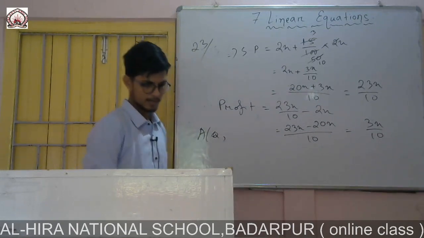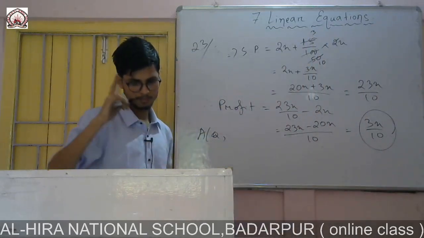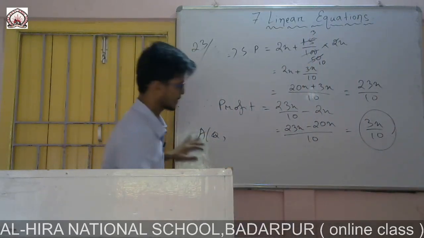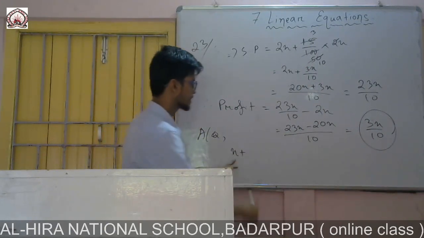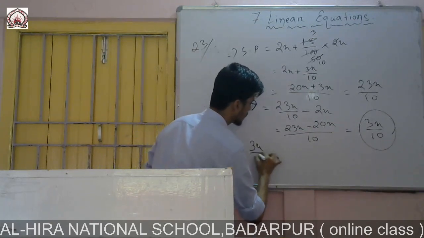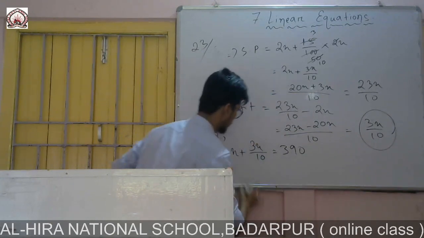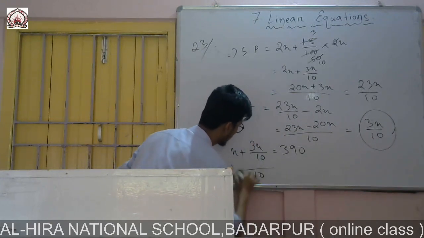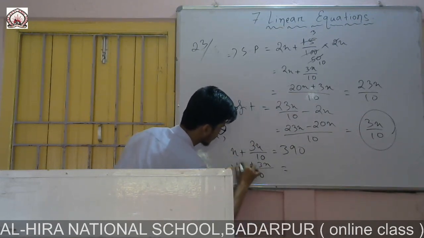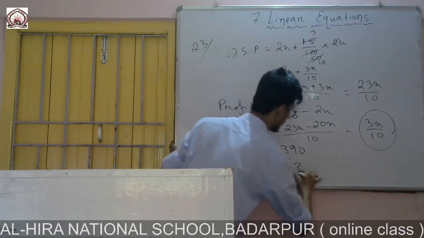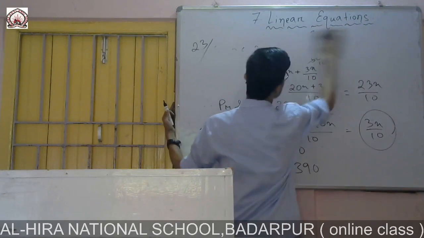according to the question, profit will be this one, and earlier we got it was x. Yes, that means this was the profit, x was the profit on oranges, and in case of bananas profit was 3x by 10, which is equal to 390 rupees. So if I take the LCM it will be 10, 10x plus 3x will be equal to 390.